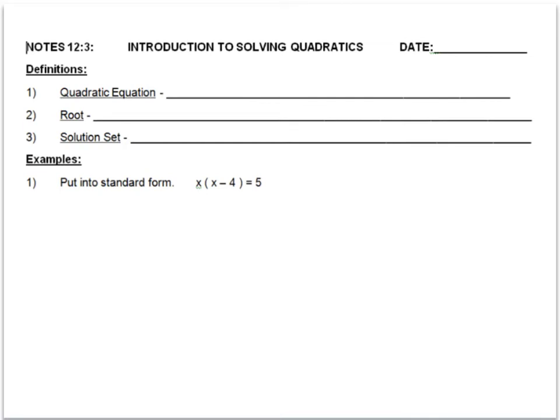Here are your notes, 12-3, Introduction to Solving Quadratics. You're using the date 3/25 for Monday the 25th. A quadratic equation is a polynomial of degree 2.